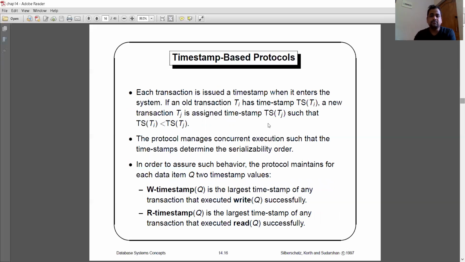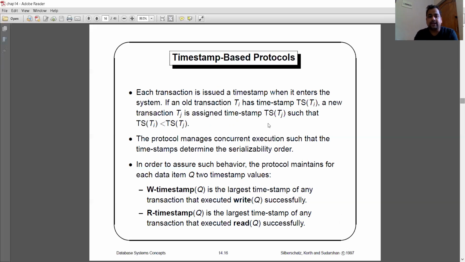Now, what is the timestamp-based protocol? First, we discussed two-phase locking. Second, we discussed the graph-based protocol. It is based on a directed graph that should not have any cycle. It is an acyclic graph. If you have to access one particular data item, we have to access the parent node first. All are represented in the form of a tree structure. Hence, it is called a tree-based protocol.